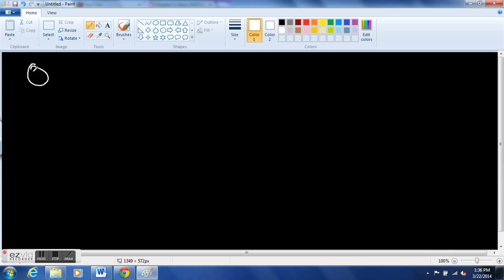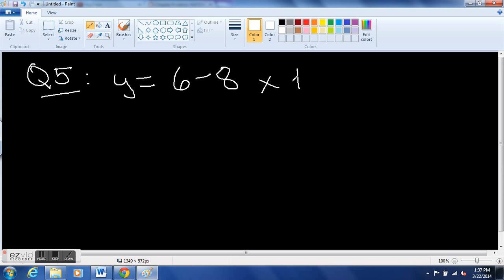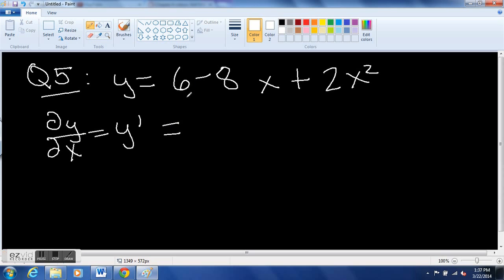For example, question 5, it just has this function y equals 6 minus 8x plus 2x squared. And it says find the derivative. So you could think of this as dy dx or y prime if you like. So the derivative of 6 is 0, constant rule, minus 8, the constant factors in front.